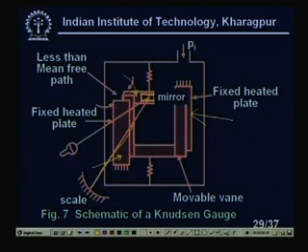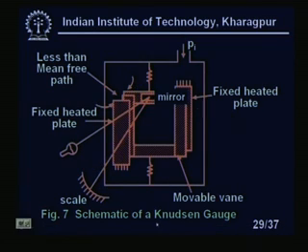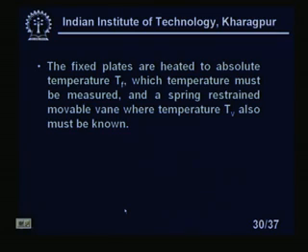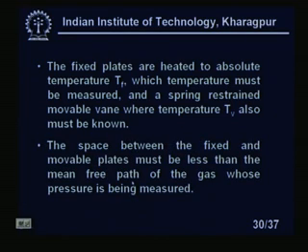Now, see what will happen. The distance between this heated plate and this should be less than the mean free path of the gas molecule. This is the one condition we have in the case of Knudsen gauge, right. Let us look at the fixed plates, which are heated to absolute temperature Tf, which must be measured, and the spring restrained movable vane, where temperature Tv also must be known. The space between the fixed and the movable plates must be less than the mean free path of the gas whose pressure is being measured.